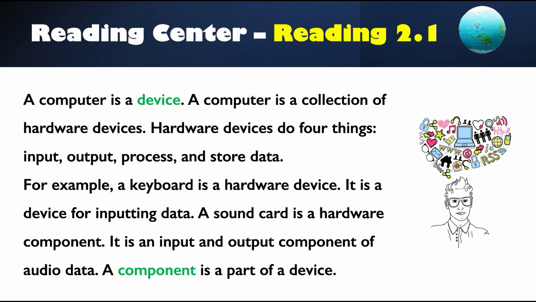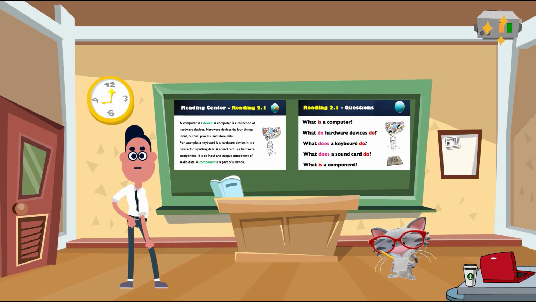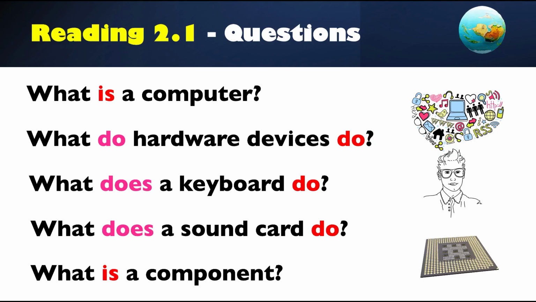So a device is the whole thing and a component is part of it. But it's not as simple as that. It never is. So let's ask some questions to try and get an idea. I think I can understand it, but it's really difficult to explain it. Yes. Yonghi, what is a computer based on reading 2.1?